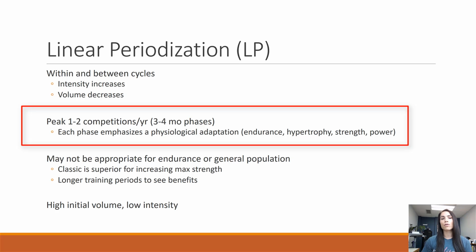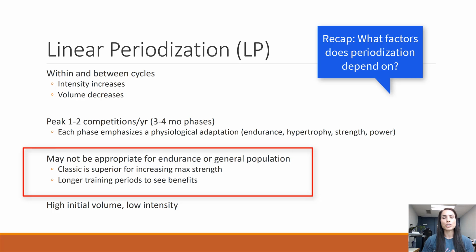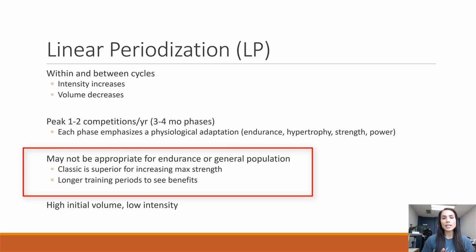So if you have 3 to 4 month phases, you might have 3 to 4 months of endurance-based programming. You might have 3 to 4 months of hypertrophy-based programming. You might have 3 to 4 months of strength-based programming, and then 3 to 4 months of power. And again, all of this depends on your client, what they're training for, and when their event actually is. Linear periodization may not be appropriate for endurance or general populations. It really just depends on what they're training for.